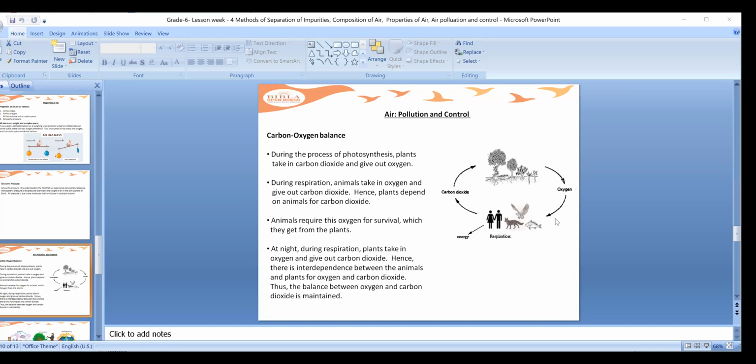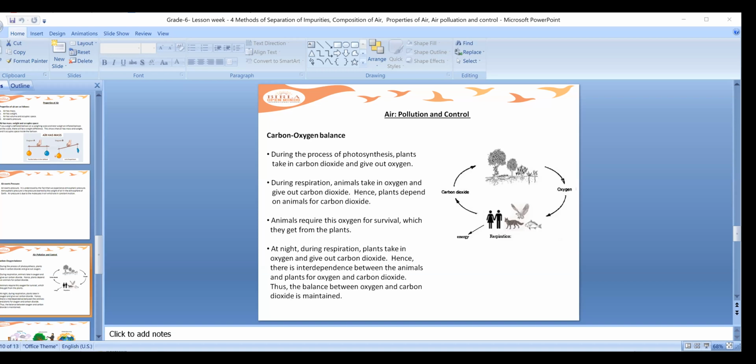We were discussing air pollution and control. Divishi wanted to ask me about the third one also. Okay, I'll explain the third question in this lesson itself. The third question was, in your opinion, are all sources of air pollution man-made?